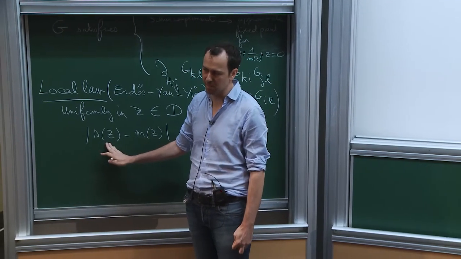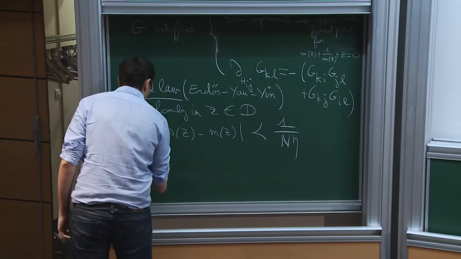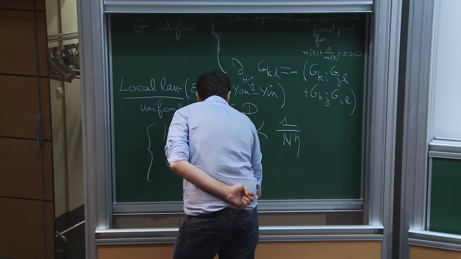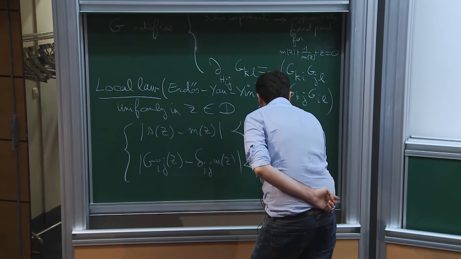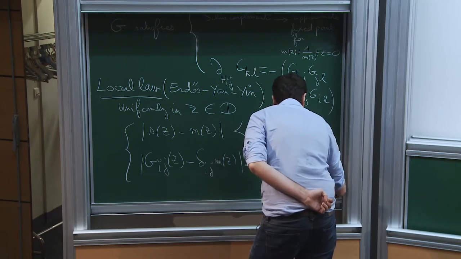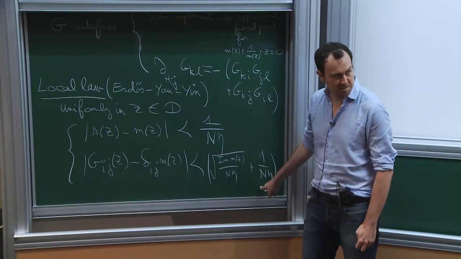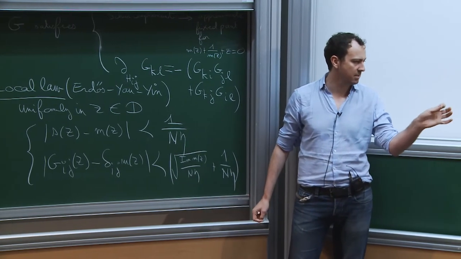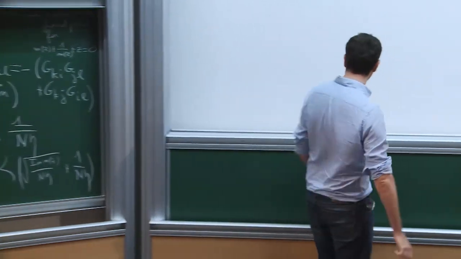If you look at the individual entries of the matrix, you have a slightly deteriorated estimate, but still a good one, which allows you to identify the leading order of the entries, which is the following type: G_ij(z) minus delta_ij m(z) is of order at most the square root of the imaginary part of m divided by n eta, plus 1 over n eta. So if you are in the bulk, you need to think about this estimate as being dominated by the first term. And the imaginary part in the bulk is basically the density of states. So this is order 1, so that's the 1 over square root of n eta, which dominates the 1 over n eta in D.